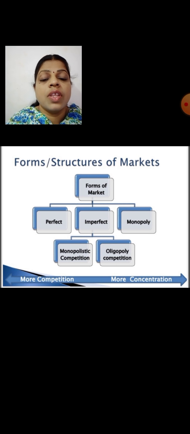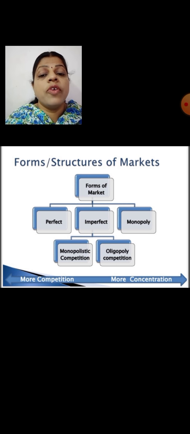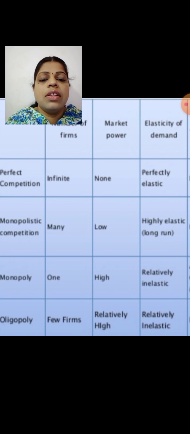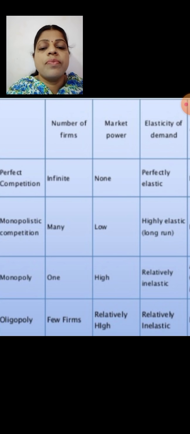In this module, I am going to discuss all the features of the different forms of market. That means perfect competitive market, imperfect competitive market, monopoly, monopolistic competition, and the oligopoly competition. Here we can see the perfect competitive market.